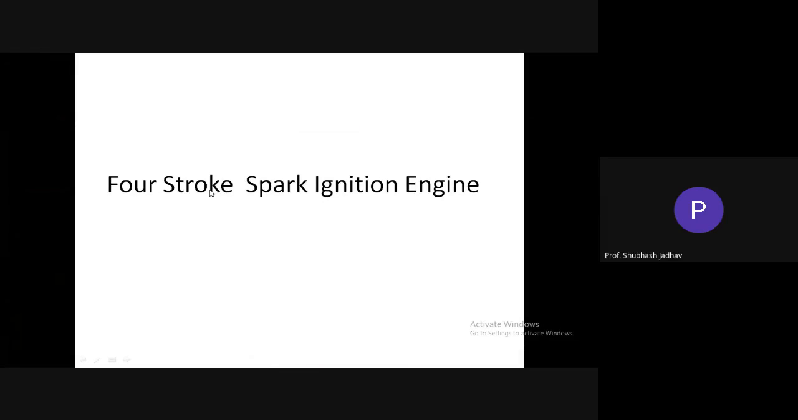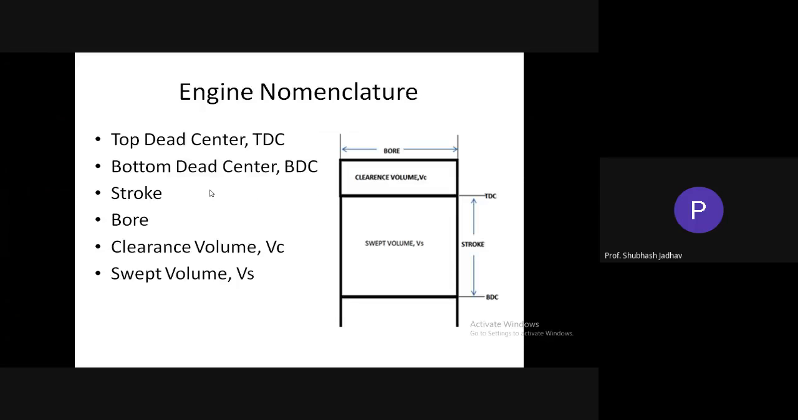So we are going to discuss a four-stroke engine. These are the things we discussed in the engine nomenclature part. This is the bore, which is the diameter of the cylinder hole. Then this is your piston, moving from TDC to BDC. The distance traversed is what you call a stroke, and the corresponding volume is called the swept volume.